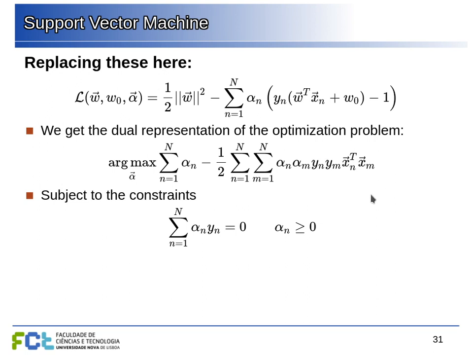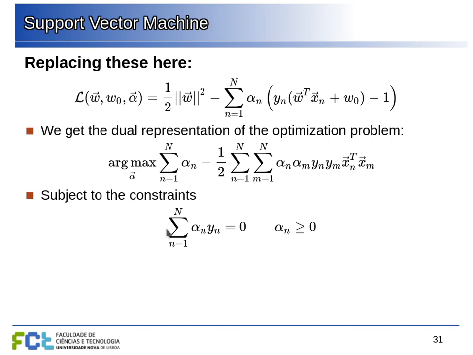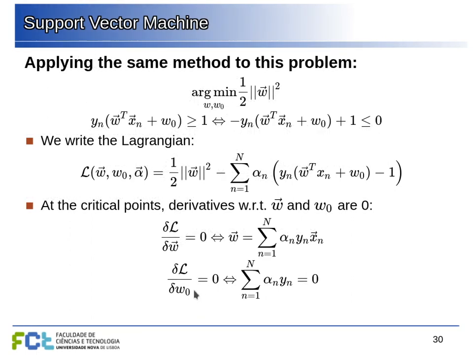So we're going to do this for all the examples that we have in the training set, and we're going to look at all the pairs of examples. We're going to compute the inner product of those vectors with the features for those examples, multiply by their classes and by the alphas. And we are going to try to find the alphas that maximize this, subject to these 2 constraints. This one came from the derivative here with respect to the W0.